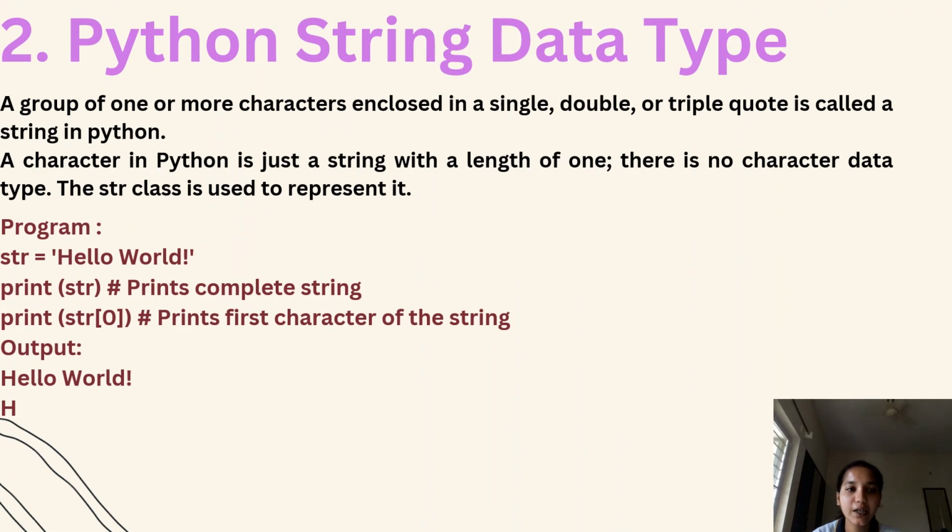Second, string data type. A group of one or more characters enclosed in single, double, or triple quotes is called a string in Python. A character in Python is just a string with a length of 1. There is no character data type. The string class is used to represent it. Program: string = hello world. Print string prints the complete string. Print str[0] prints the first character of the string. Output: hello world and H.